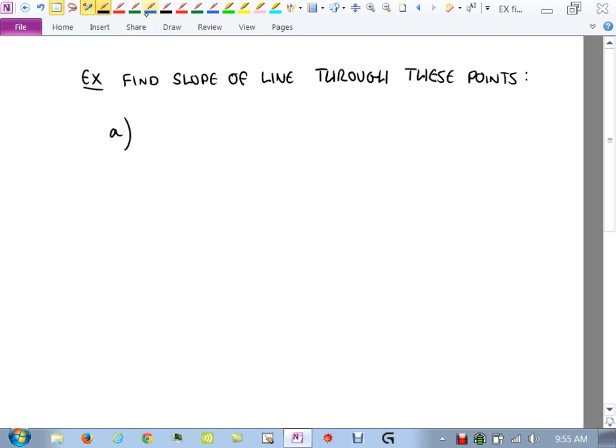Okay, so the first one, let me give you these points. How about (-4, 2) and (7, -3). All right, you ready to find the slope here? I gave you 2 points, right? So you can find the slope.